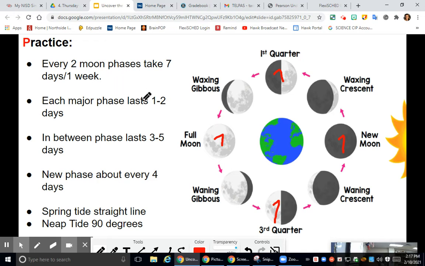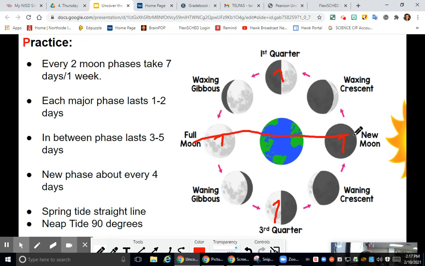Each major phase lasts about 1 to 2 days. So a new moon lasts 1 to 2 days. First quarter, 1 to 2 days. Full moon, 1 to 2 days. Third quarter, 1 to 2 days. In between phases last about 3 to 5 days. So your waxing crescents and your waning crescents will last 3 to 5 days, and your gibbouses will last 3 to 5 days. A new phase happens about every 4 days. So a new moon phase is going to happen approximately every 4 days.